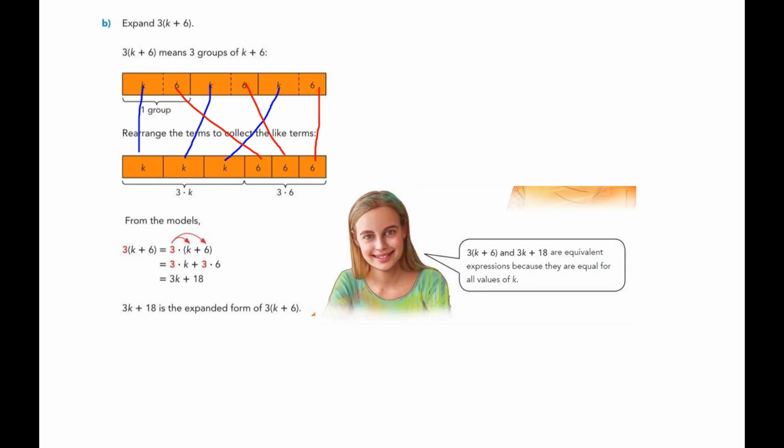Instead of giving you examples, this person is now stating that three groups of k plus 6 and the expanded form 3k plus 18 are equivalent expressions because they are equal for all values of k. So no matter what number you give k, it will be equal. If you don't believe me, go ahead and try it with 2, 3, 4, and 5 and see if you ever get something different.